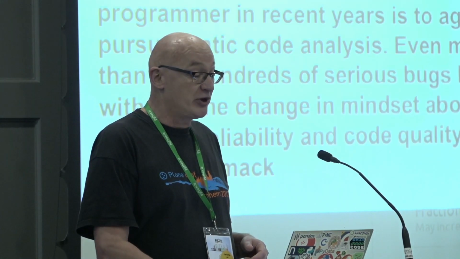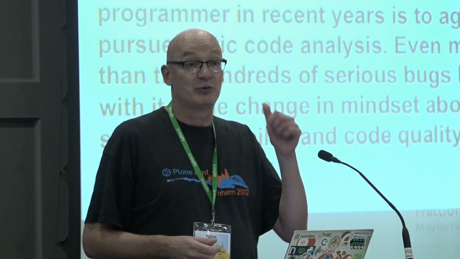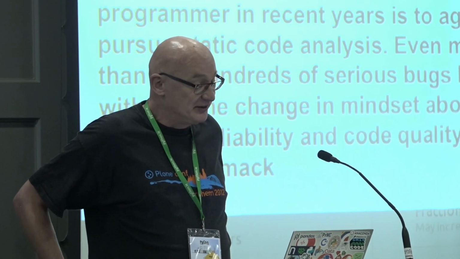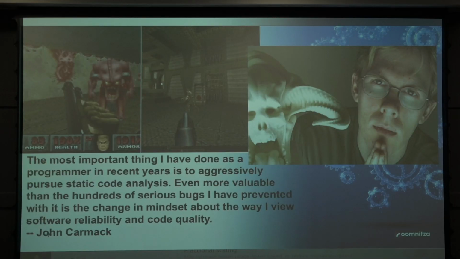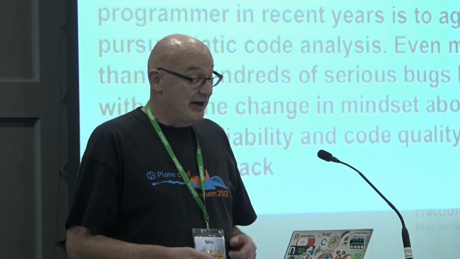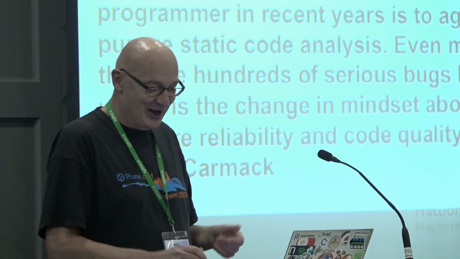But actually, don't take my word for this. John Carmack from Quake and Doom said a little time ago: the most important thing I have done as a programmer in recent years is to aggressively pursue static code analysis. Even more valuable than the hundreds of serious bugs I have prevented with it is a change in mindset about the way I view software reliability and code quality. John Carmack is one of my programmer heroes, so I heed his advice.